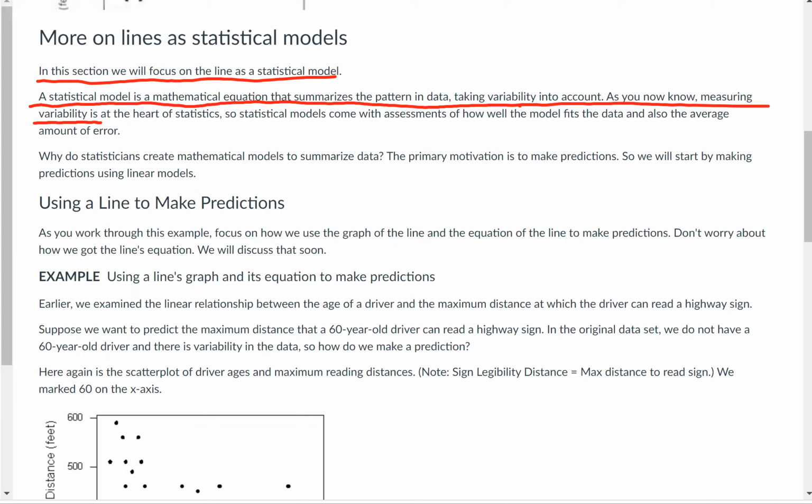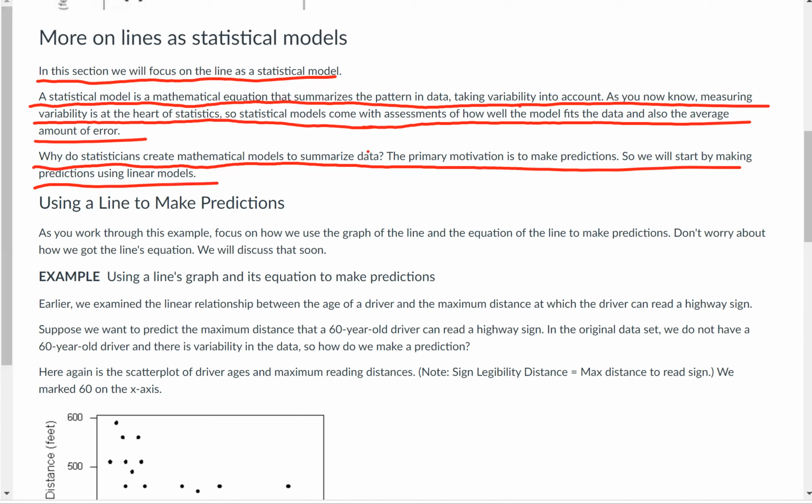Why do statisticians create mathematical models to summarize data? The primary motivation is to make predictions. So we will start by making predictions using linear models. As you work through this example, focus on how we use the graph of the line and the equation of the line to make predictions. Don't worry so much about how we get the line's equation. We will discuss that soon.